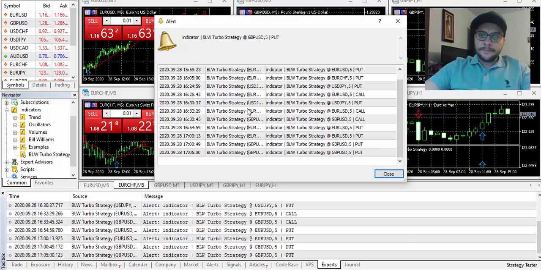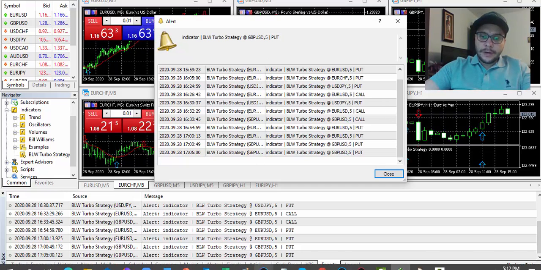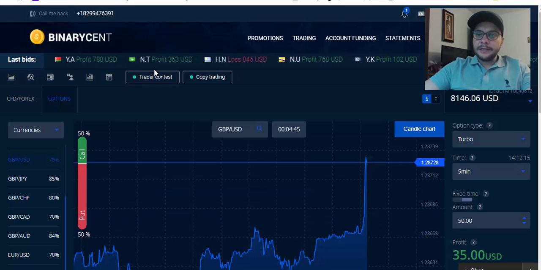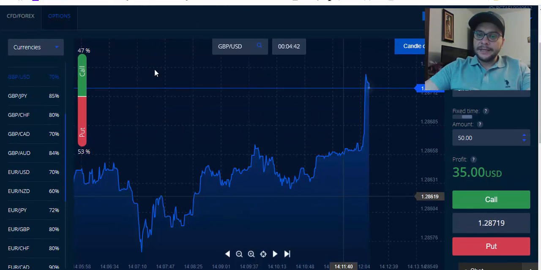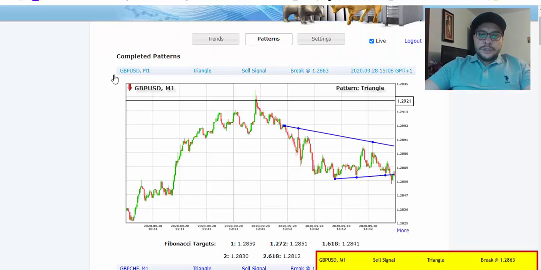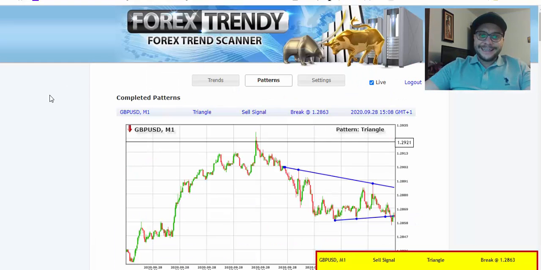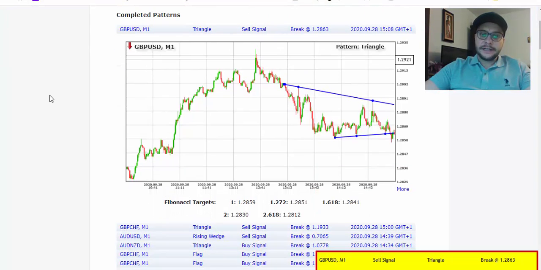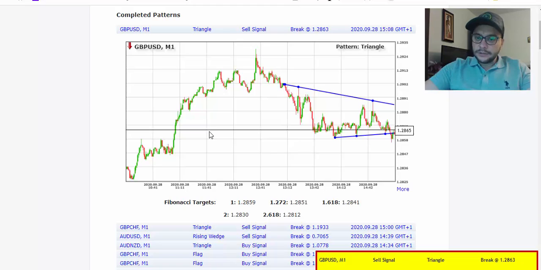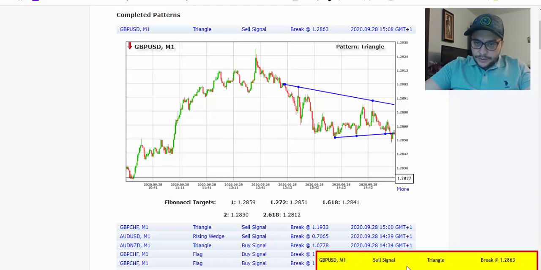Let's go. What I will do when a signal arrives is go into my broker account, into my binary cent account, and I will also use the Forex Trendy trend scanner. I will use its signals in order to place trades on the 5-minute chart in my broker account. As you can see now, I have GBP USD. It is a sell signal.